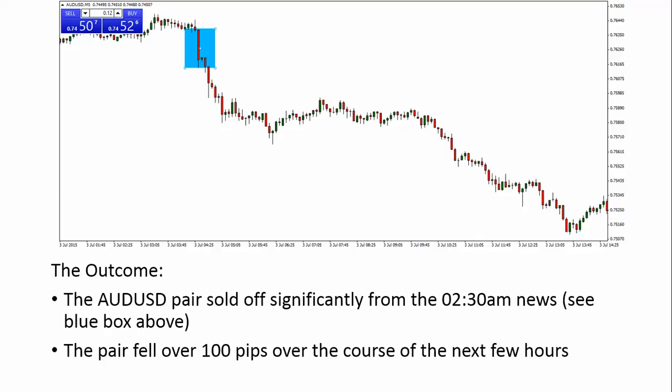As you can see, as highlighted by this blue box, this was the point of the announcement, and as we can see, the Aussie dollar pair sold off significantly from the 2:30 news. The pair fell over 100 pips over the course of the next few hours, comfortably generating a nice profit on this particular trade.